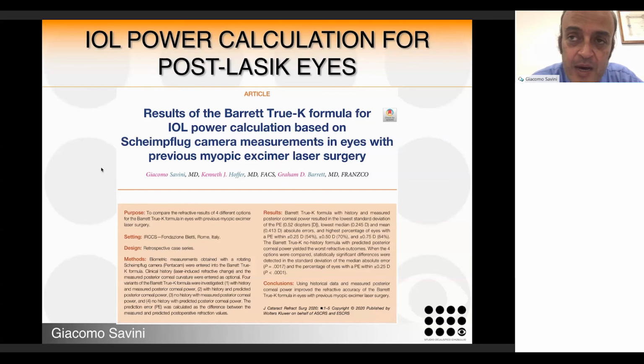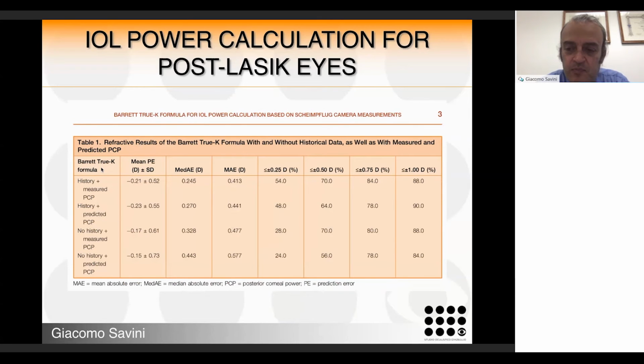So together with Hoffer and Barrett, we did this study that is still not yet published, but will be soon. We found that using all data, that means history and refraction, the percentage of eyes was very high, 70% again, like the best ones. And if you look at the percentage of eyes within a quarter of a diopter, 54%, like a regular unoperated eye. If you added either the posterior corneal surface curvature measurements, or the historical refractive change, things were anyway better than using the no history.